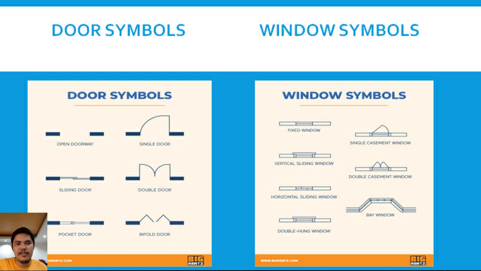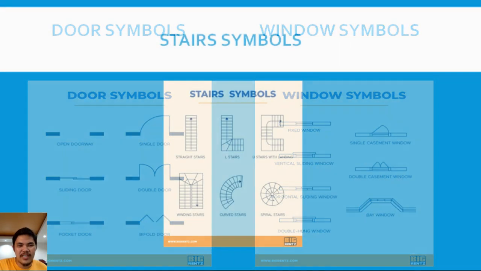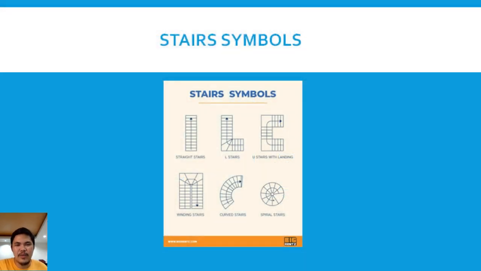Okay, how about stair symbols? Okay, so here, the straight stair, the ones that go straight. And then we have the L type or the L stair. We have the U stairs with landing. And then we have the winding stair, the curved stair, and then the spiral stair.